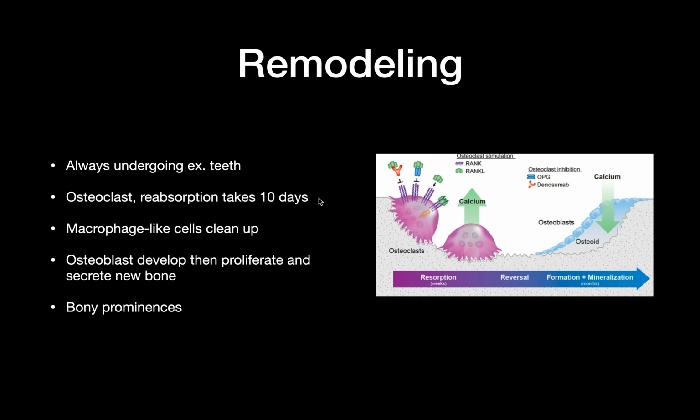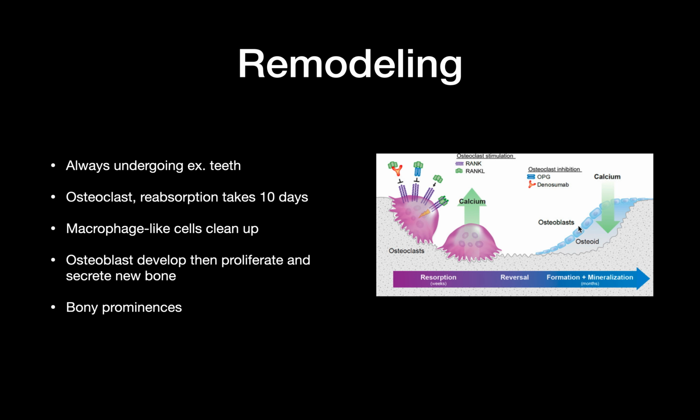reabsorb materials, and that takes about 10 days. Right, so osteoclasts start to break down the bone, and macrophage-like cells, they're not particularly macrophages, but they do work in cleaning up debris after the osteoclasts have done their work. So once they've done their work, calcium is released, and let's say everything's normal now, you need to sequester the calcium. So osteoblasts develop, and then from the osteoid, and let me repeat that.